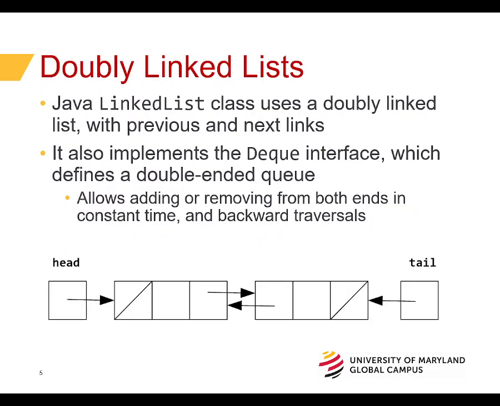We conclude with an explanation of the difference between singly and doubly linked lists. We already noted that the Java linked list class uses a doubly linked list. As the name suggests, a doubly linked list has 2 links, one to the previous element and another to the next element. As a result, it also implements the Deque interface, which defines a double-ended queue. It allows adding or removing from both ends in constant time and backward traversals.